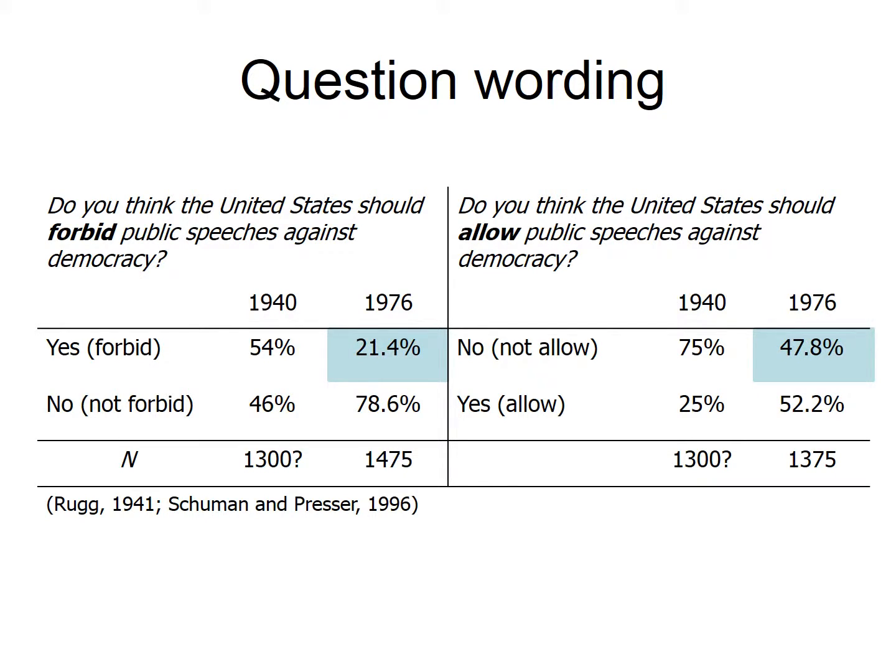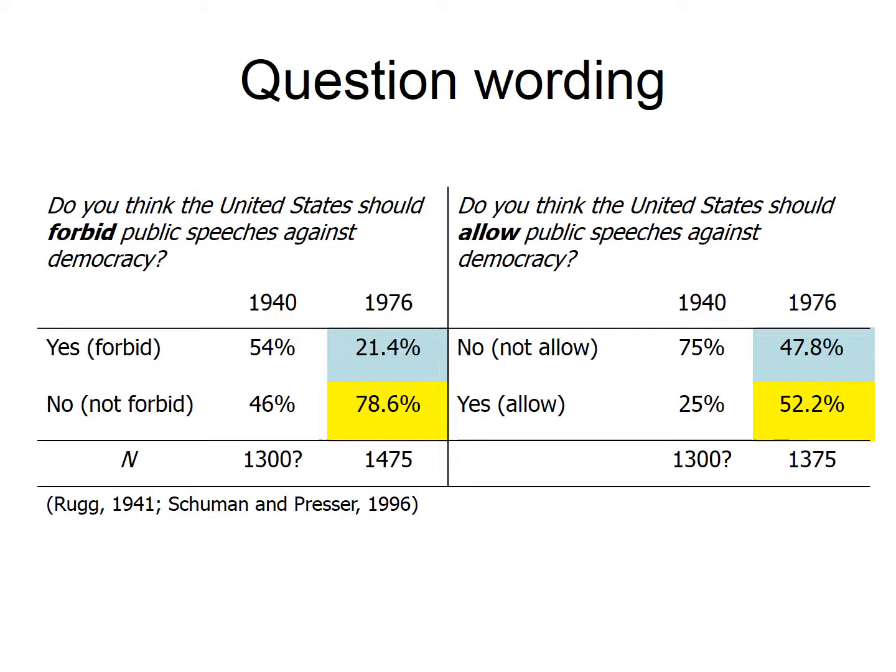So looking at 1976, the answer yes to the first question, yes, it should be forbidden: 21% of America in 1976 said that yes, we should forbid public speeches against democracy. However, in the same year, same people, 47.8% said no, we shouldn't allow it. So a lot more people were against allowing it than were against forbidding it. So we don't necessarily like to forbid something in this country. But when we ask, should we allow it? Well, we shouldn't allow it, but we wouldn't be willing to forbid it. So again, one word change, and we're getting very different responses from polling.